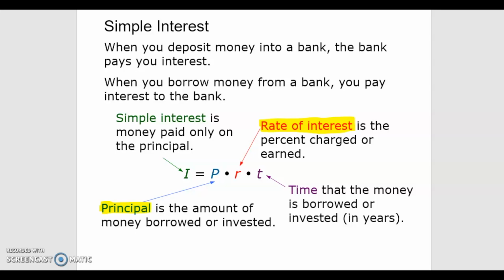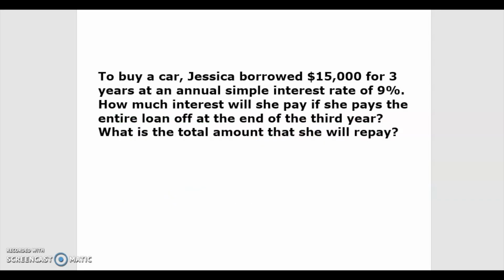And then the third factor, the third thing that will affect the amount of interest is time. How long are you borrowing the money for? Is it a 2-year loan? Is it a 5-year loan? The longer you borrow the money for, the more interest you're going to pay. Just like an investment, the longer you leave your money in your investment, the more interest you're going to accumulate, you're going to accrue. So we're going to go through some problems using the formula interest equals principal times rate times time.